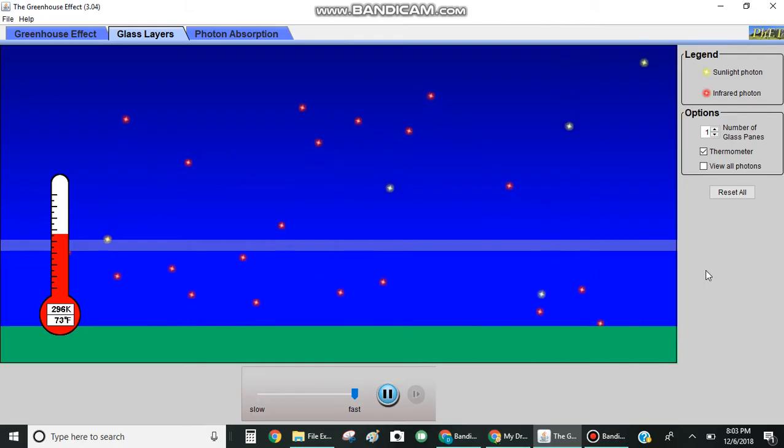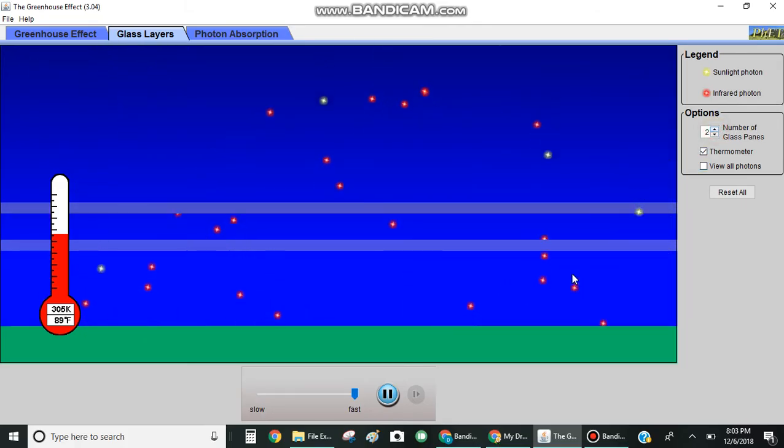Now in the table where it says 1 glass pane, you're going to record the temperature, record what the yellow sunlight photons are doing, and record what the infrared photons are doing. I am now going to change the simulation to 2 glass panes. So again, we'll give it a minute to regulate itself.